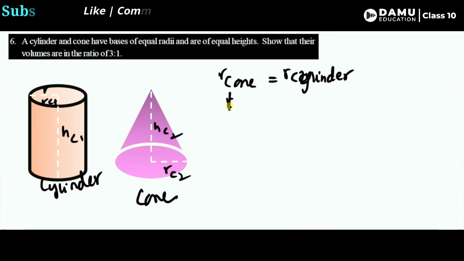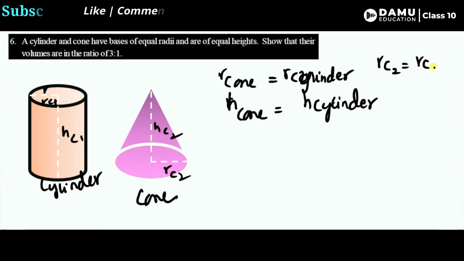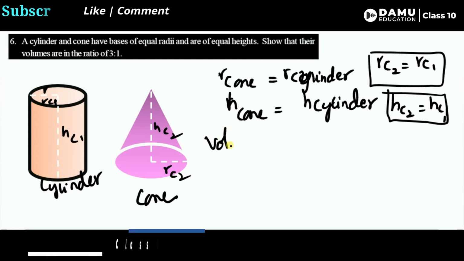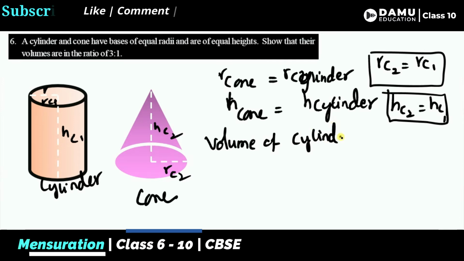Then the height of the cone will be equal to the height of the cylinder. They are telling that the radius of the cone R_C2 will be equal to R_C1, and H_C2 will be equal to H_C1. So the height of the cone and the height of the cylinder are equal. Then what are the volumes? The volume of the cylinder.